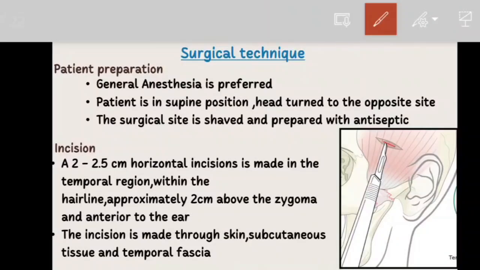Now the surgical techniques. The first one is patient preparation. For patient preparation, general anesthesia is preferred. The patient is in supine position with the head turned to the opposite side. The surgical site is shaved and prepared with antiseptic.